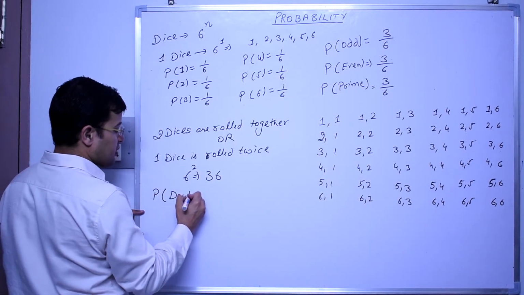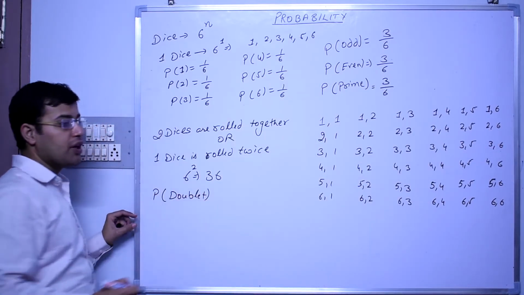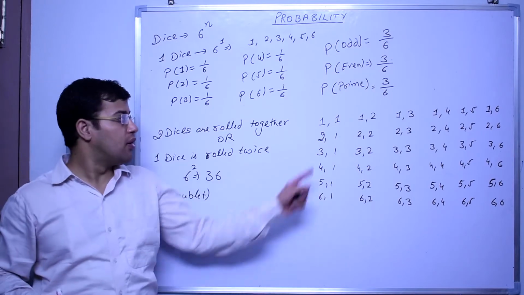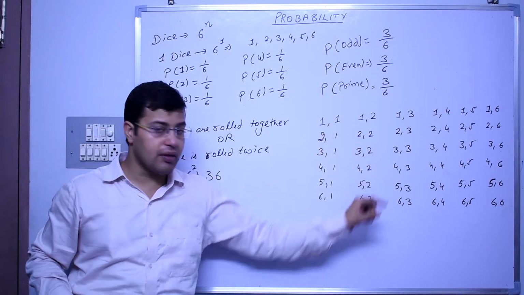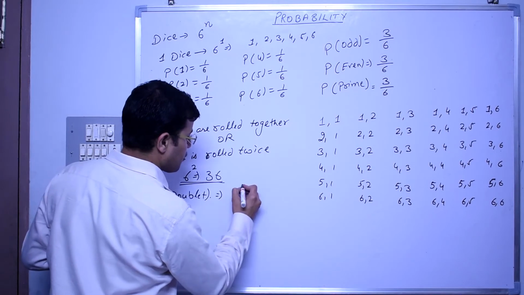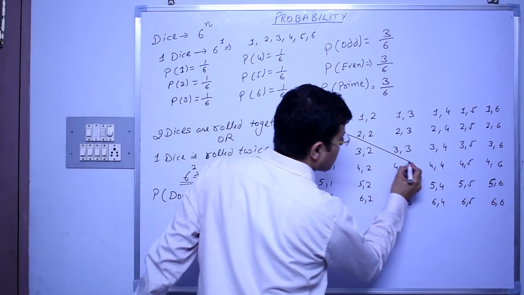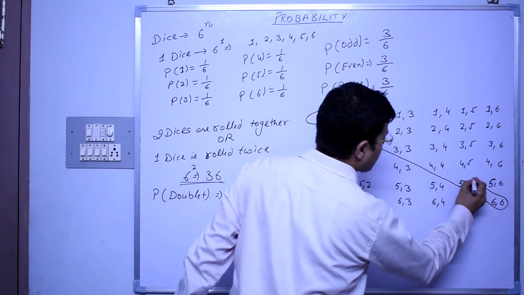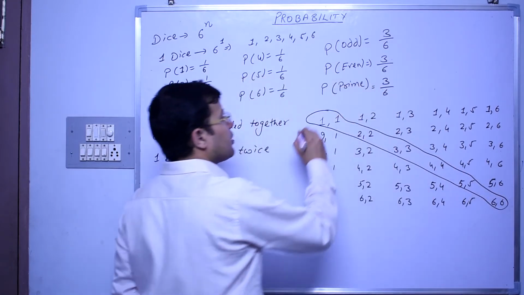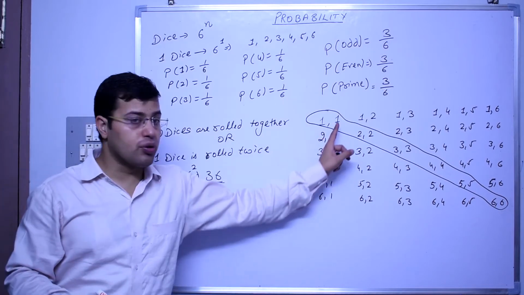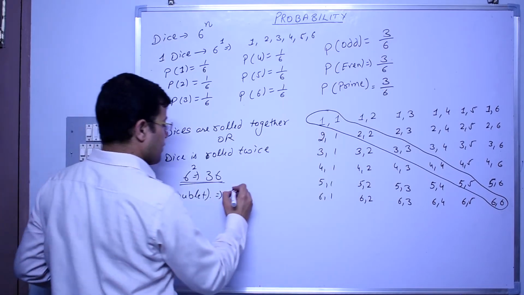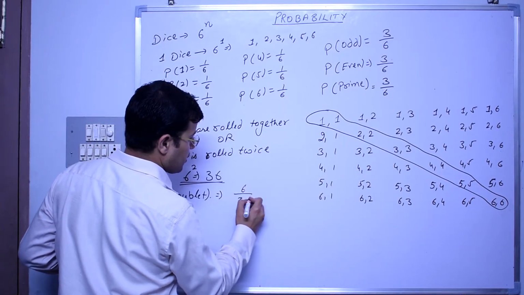Probability that the number is a doublet. So what do we mean by doublet? Doublet means when both the dice have the same number. So the doublets should be these. These all will be the cases in which you can see that the number is the same on both the throws or both the trials. So this will be 6 by 36.